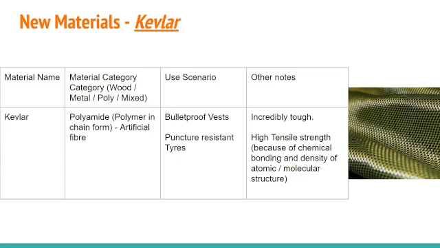of carbon fiber that have been then sealed together chemically, and they're very often used for bulletproof vests, and also sometimes used for puncture resistant tires. There's quite a big military application for it as well, just in terms of other fabrics and stuff like that. It does have an incredibly high tensile strength, and this is due to the inherent structure of the chemical bonding and the very dense atomic or molecular structure.